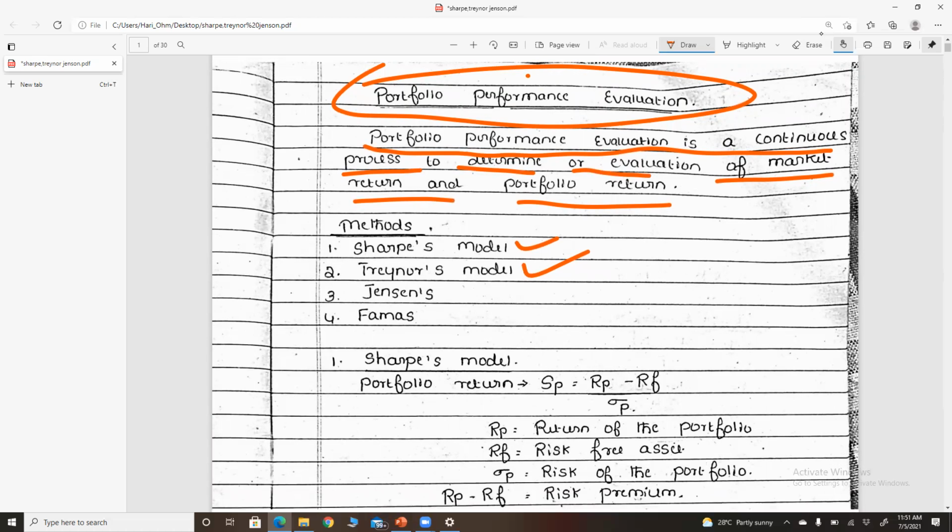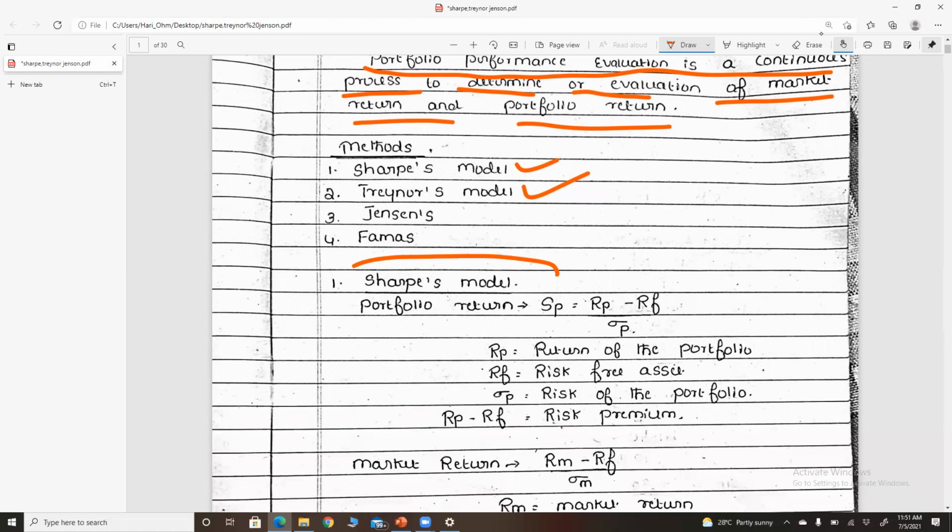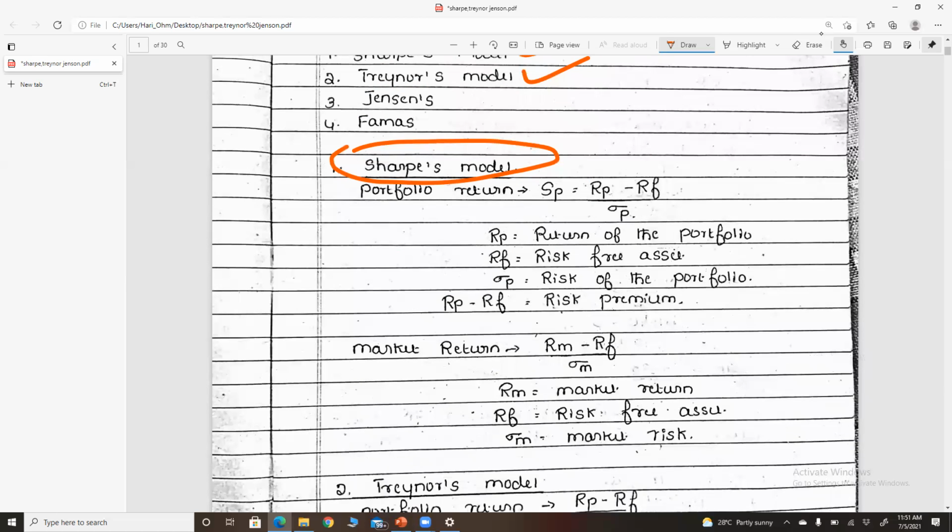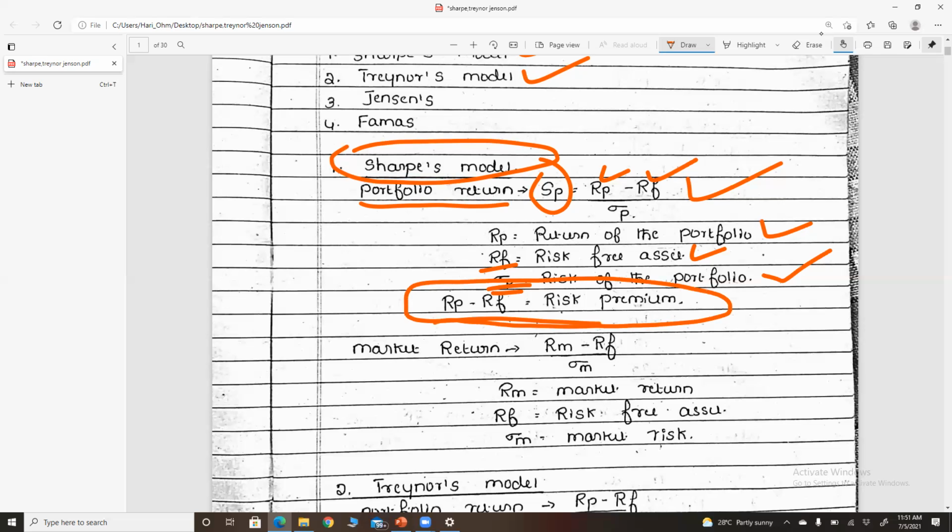First one, Sharpe's model. To calculate portfolio performance, the formula is SP is equal to RP minus RF divided by standard deviation P. Now, RP is nothing but the return of the portfolio. RF is the risk-free asset, and standard deviation P is the risk of the portfolio. Is it clear? RP is the return of the portfolio, RF is the risk-free rate, standard deviation P is equal to the risk of the portfolio. Now, what is RP minus RF? RP minus RF is nothing but risk premium.